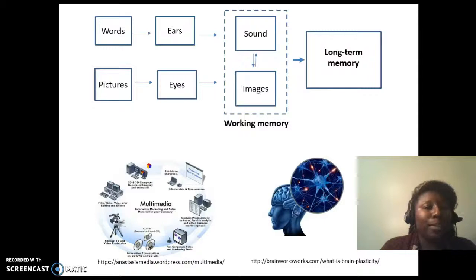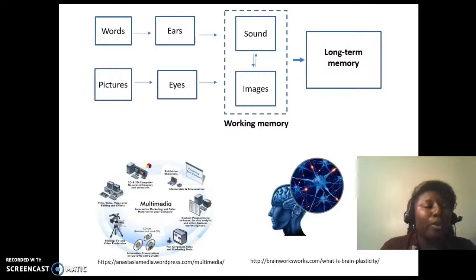We need to give the person time to integrate that information in the working memory, and then to process the information and plant it into our long-term memory. We can do this quite effectively using multimedia because it can stimulate various types of sensory stimuli in different degrees.